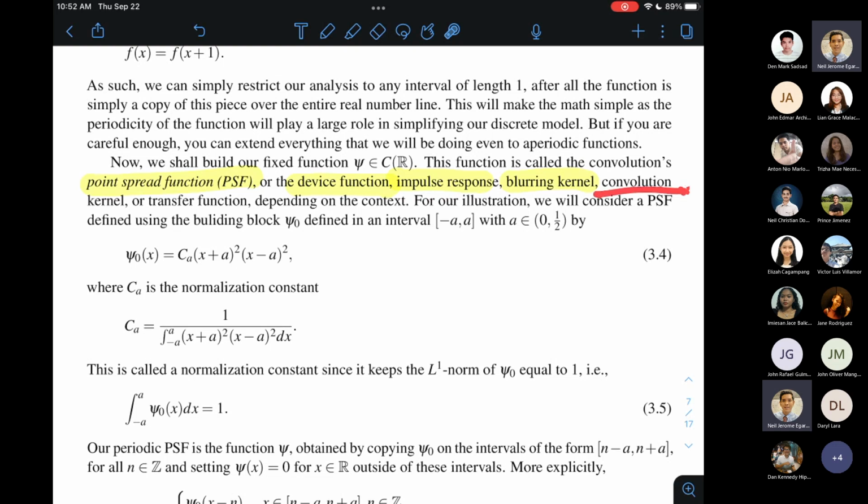Obviously, it can also be called the convolution kernel or the transfer function. Depende kung anong application area yung ginagamitan mo ng convolution. Pero for us, gamitin natin yung general term na point spread function or the PSF.